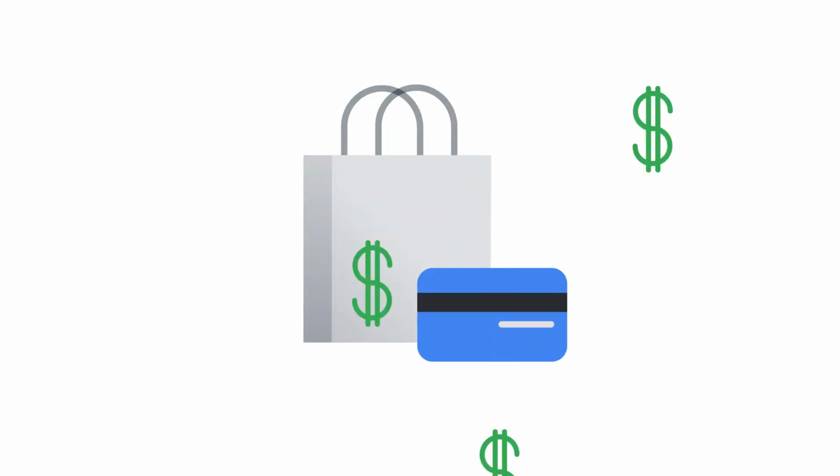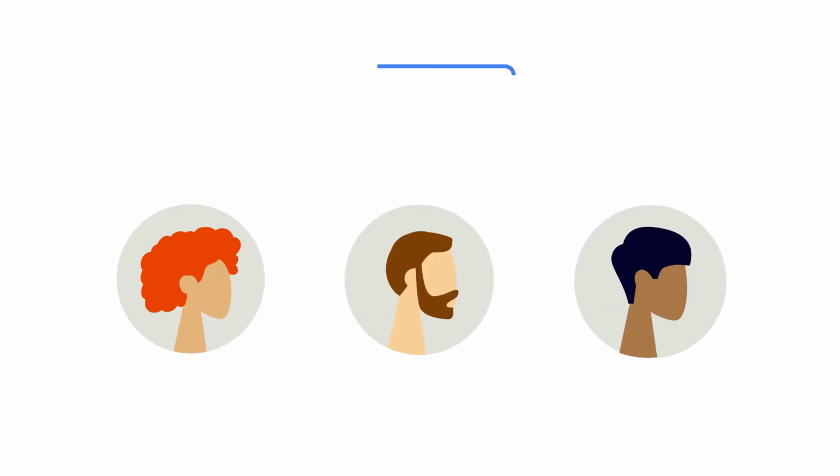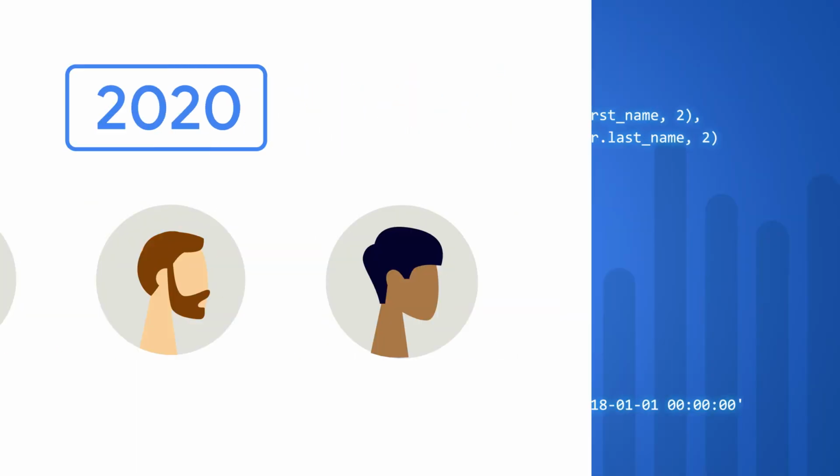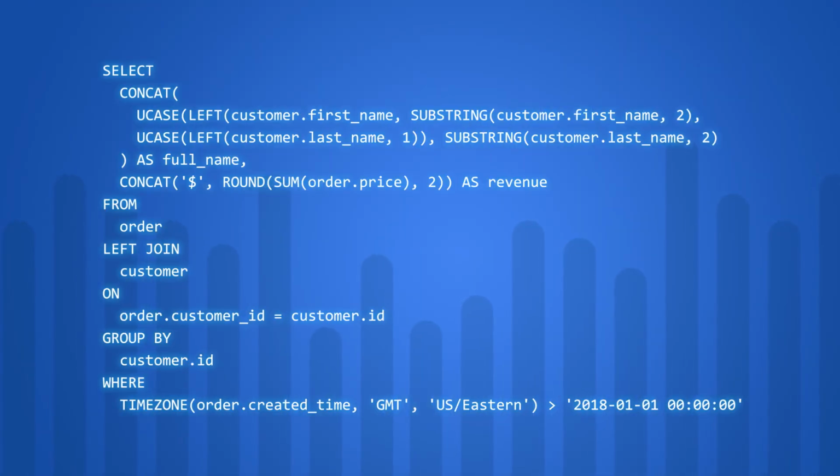Let's take a look at an example of how LookML makes the complicated elements of a SQL query easier. Let's say you work at a retailer of some kind, and someone asks you to pull the total amount of money spent by each customer this year. This is the SQL query we'll need to calculate that.